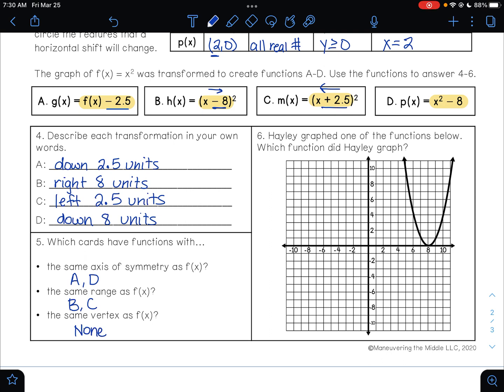Okay, last question. Haley graphed one of the functions below. Which function did Haley graph? Well, remember, our parent function starts at (0, 0), and it looks like she moved to the right. So which function moved to the right? That would be function B. So it looks like she graphed h of x. So she graphed B.